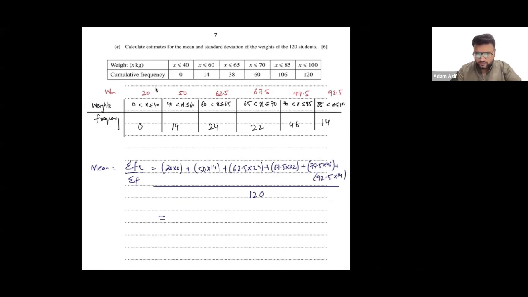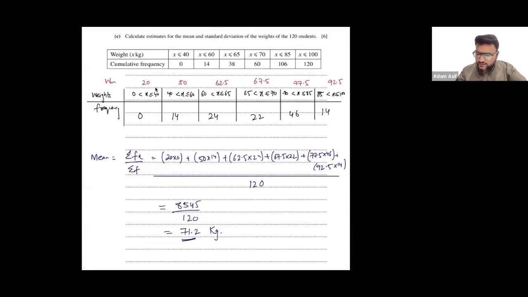So I get 85 point 45 for this, divided by 120. In decimal, that comes out to be 71.2. That's the mean. To find the standard deviation, we'll first have to find the variance.